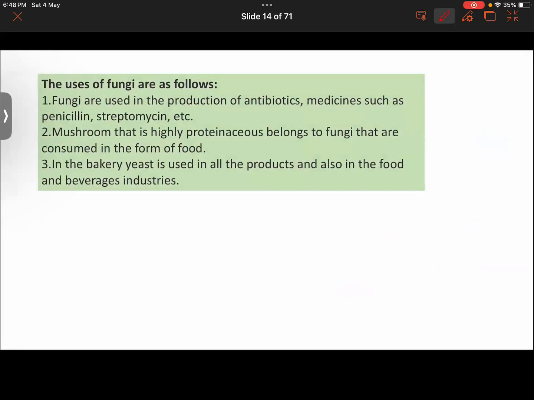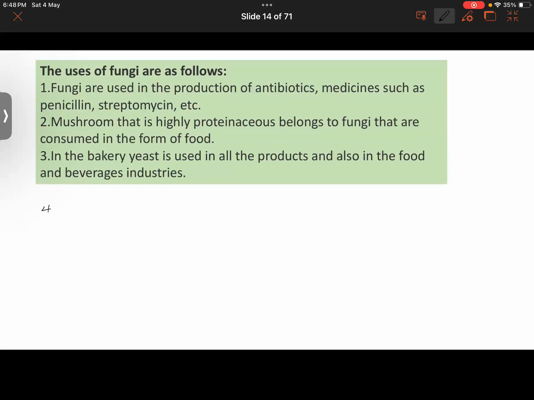Another important thing I would like to add here is that certain fungi are a rich source of vitamin C. Certain fungi which are edible are a rich source of vitamin C. And vitamin C is very important for your immune system. So certain fungi are a good source of vitamin C. Hope you guys have understood it.